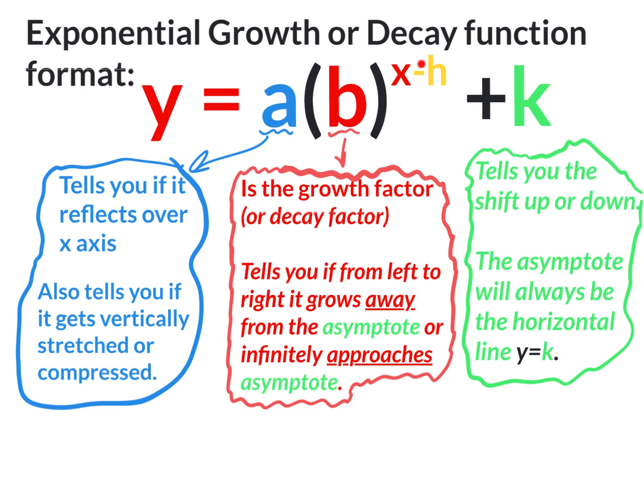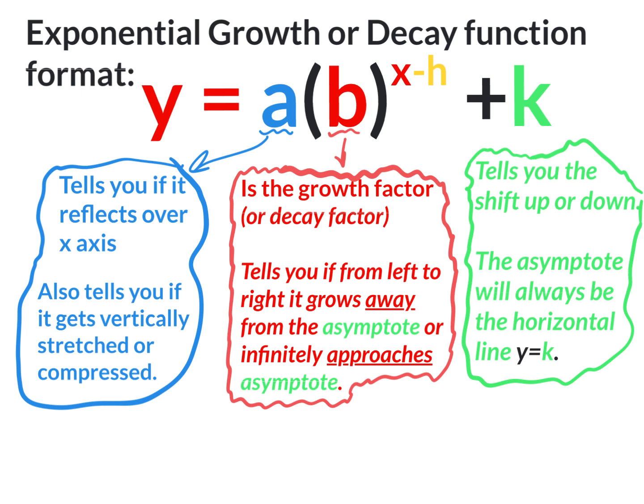Now, we haven't talked about h because h is the shift left or right. The k is the shift up or down. The h is the shift left or right. And that gets kind of confusing, and that's why we're going to hold off on h's until Algebra 2. In Algebra 1, we don't even put a minus 3 up here or a plus 2. We don't put anything. We only put an x in Algebra 1.